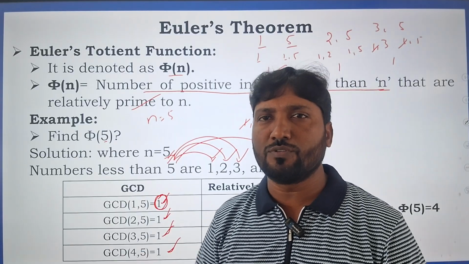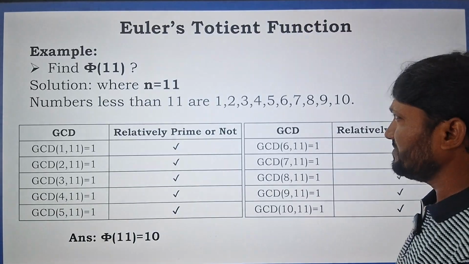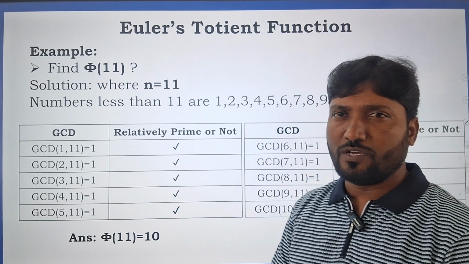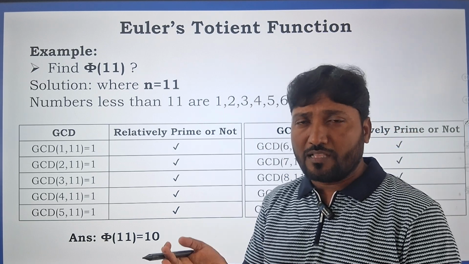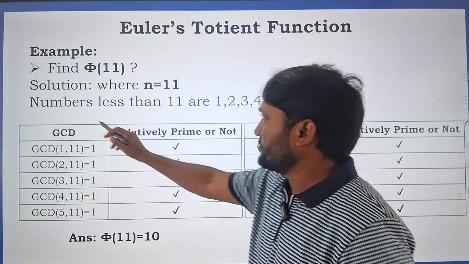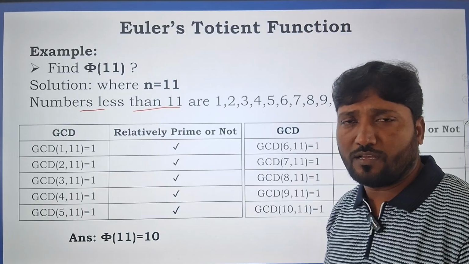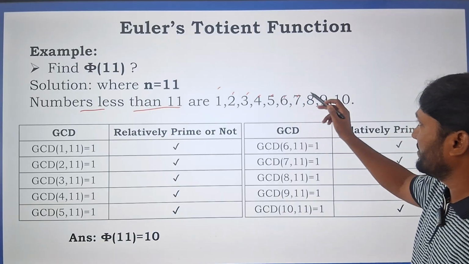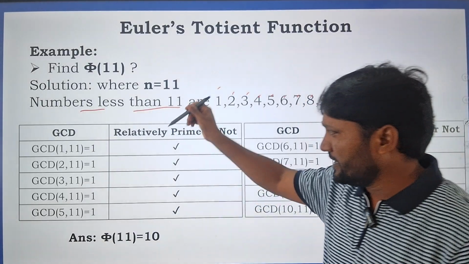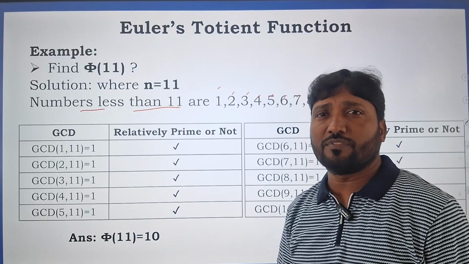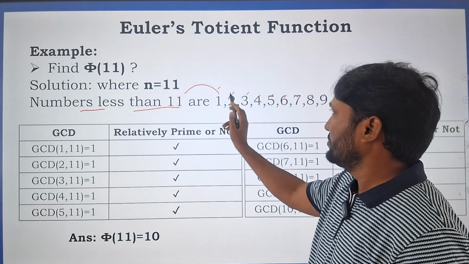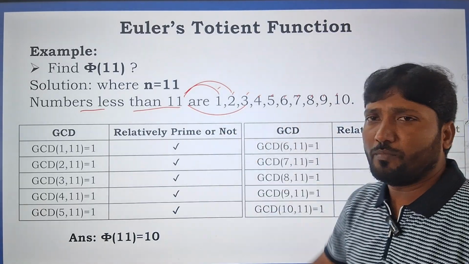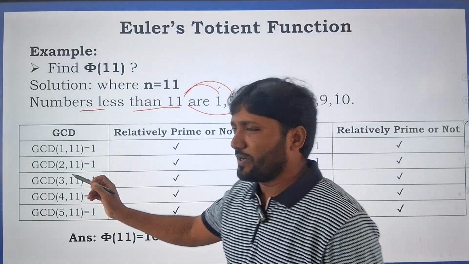Let us see one more simple example. Now find phi of 11. As we know, we are going to calculate the lesser numbers than that particular n, that is, the numbers less than 11. The numbers less than 11 are 1, 2, 3, 4, 5, 6, 7, 8, 9 and 10. Now calculate the GCD of each and every one with 11. That is 1 comma 11, 2 comma 11, 3 comma 11, 4 comma 11, 5 comma 11 and so on up to 10 comma 11. Then we can calculate the GCD.